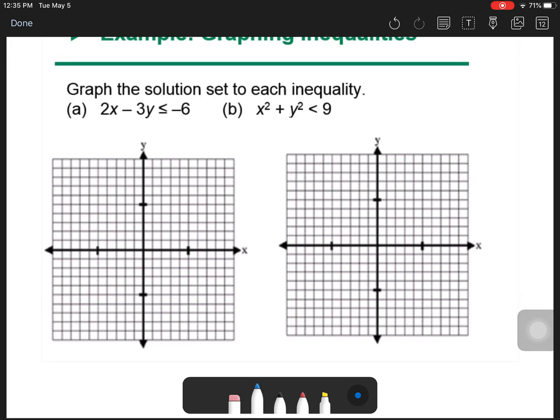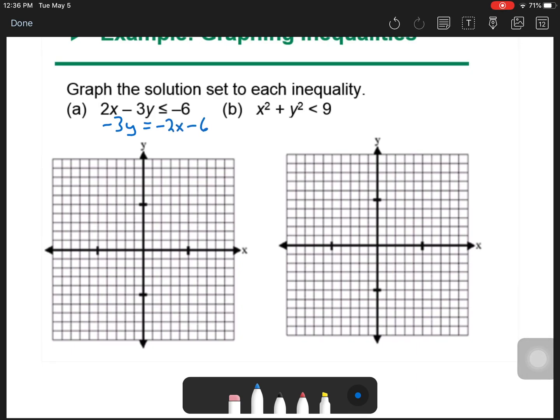So what we can use here is what they call the related equation. Let's just forget about the inequality symbol for right now and think of it as an equals sign. If I do that, I would have negative 3y equals, and then I'd be subtracting this 2x. I'm going to move it over to the right side of the equation, my related equation. So I'll slide that over there and make it the opposite. So that would be negative 2x minus 6.